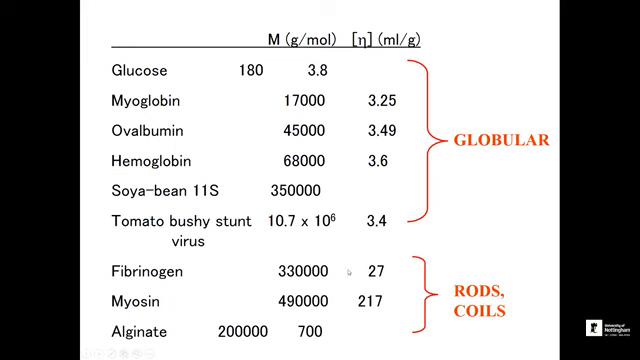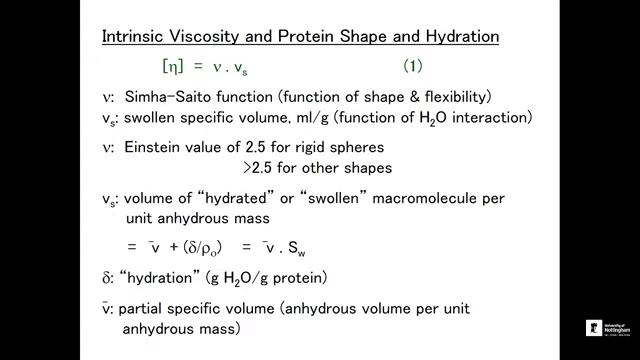But when you get to rods and coils, then things start to get more exciting. Fibrinogen, a rod-shaped protein involved in wound healing, 27. Myosin, a larger rod-shaped protein, 217, and alginate, which is a coil type of molecule, so stiff coil, has a value of 700. So you can see that when you depart from spheres, the viscosity rockets up. So it's more sensitive to shape than molecular weight, really, as a parameter.